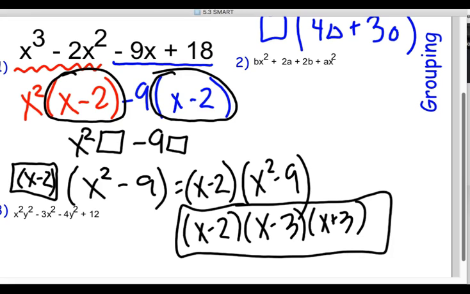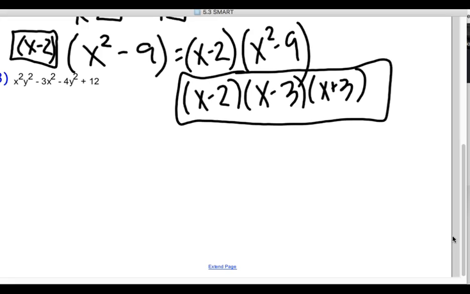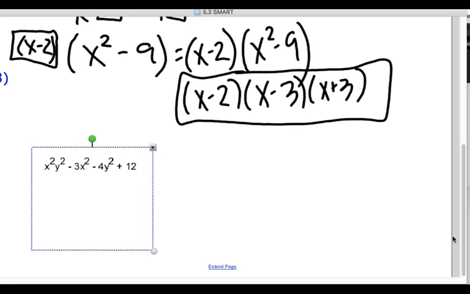So factor by grouping is really just doing greatest common factor 3 times. First part, second part, part in the end. Now we'll do this one.